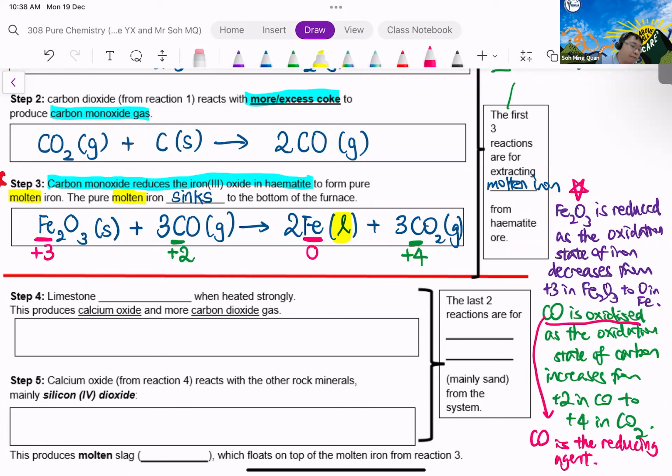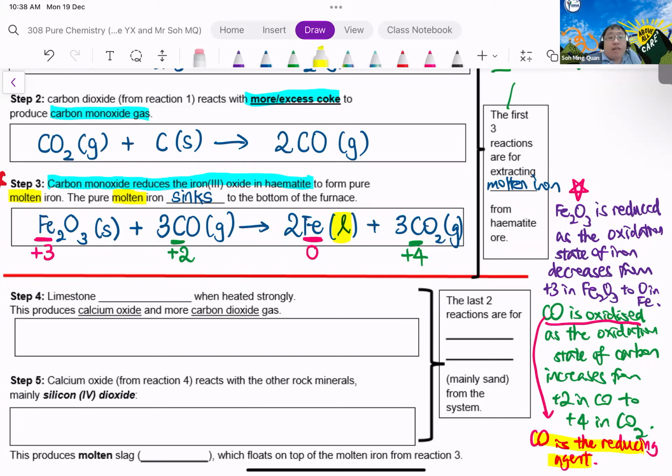Okay, so with that, we have finished steps 1, 2, and 3. We have also explained step 3 in terms of redox. We have also explained how you can work out that carbon monoxide is the reducing agent. So the reducing agent in the blast furnace is CO, carbon monoxide. If you are scared you'll forget, you can highlight: CO is the reducing agent.